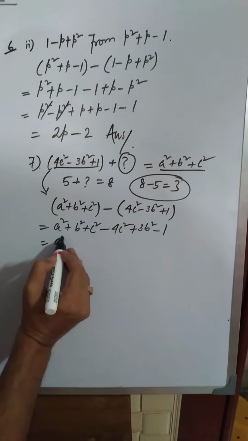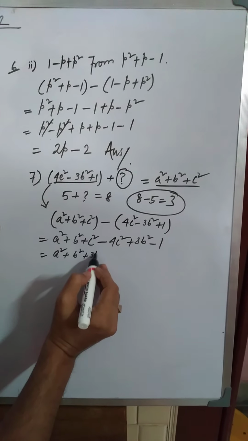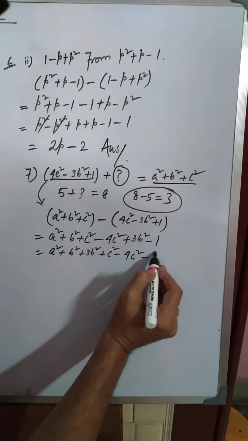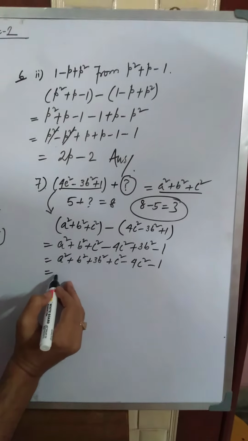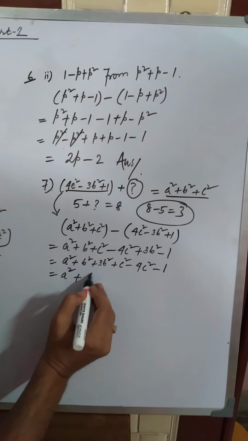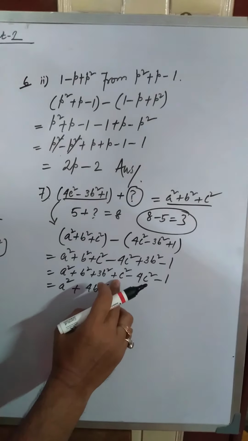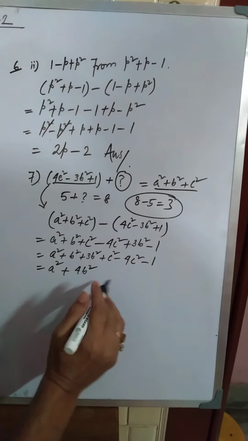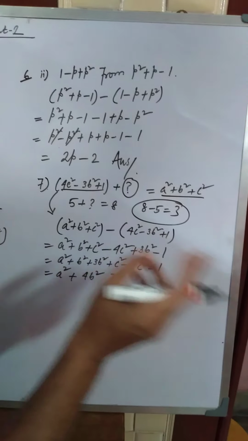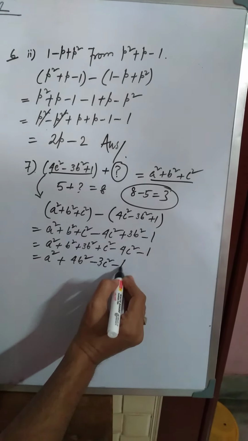Now arrange the like terms: a square plus b square plus 3b square plus c square minus 4c square minus 1. So a square plus b square plus 3b square, 1 plus 3, that is 4b square, plus c square minus 4c square, plus 1 minus 4. 4 minus 1, the result is 3, 3c square. 4 is the bigger number as compared to 1 and the sign of 4 is minus. So minus 3c square minus 1.